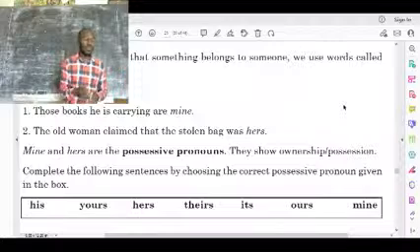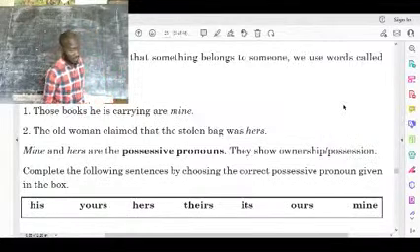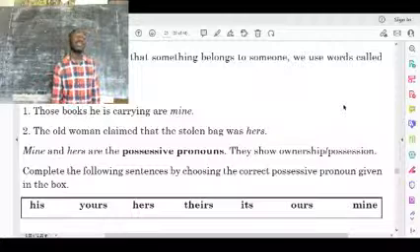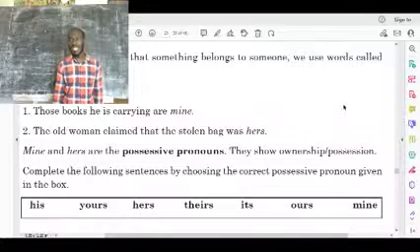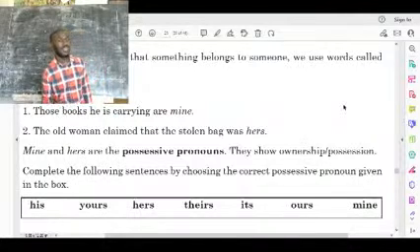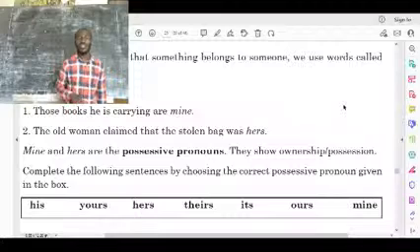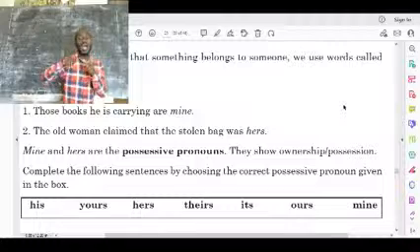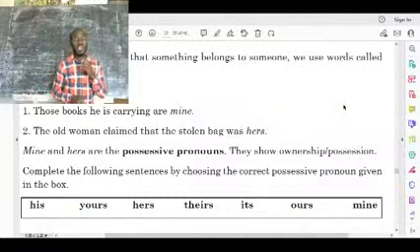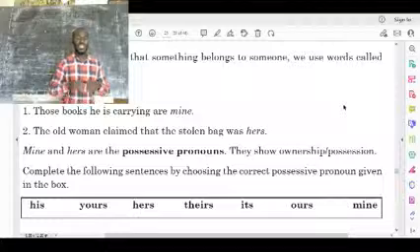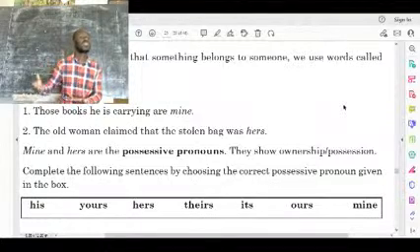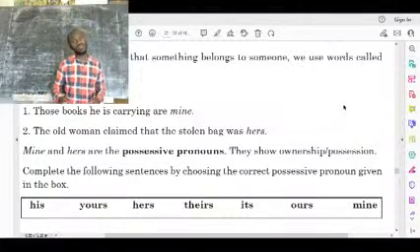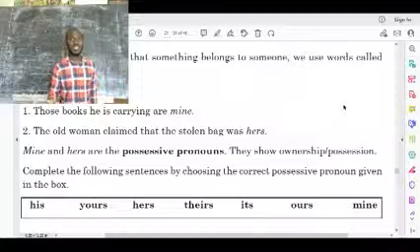And then number 2, we have, "The old woman claimed that the stolen bag was hers." The old woman claimed that the stolen bag was hers. You get? So when you see this old woman and the bag that belonged to her, hers here becomes our possessive pronoun because it is showing ownership of something. What is that something? The bag. Who does it belong to? The woman. So that is a possessive pronoun.